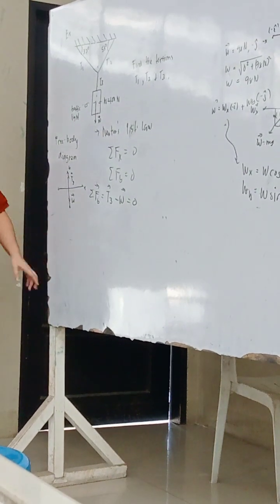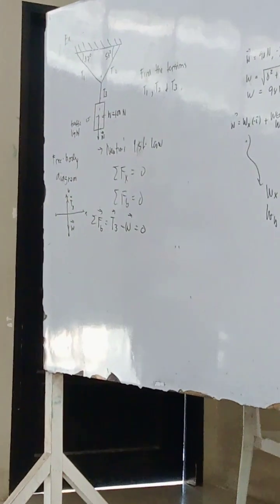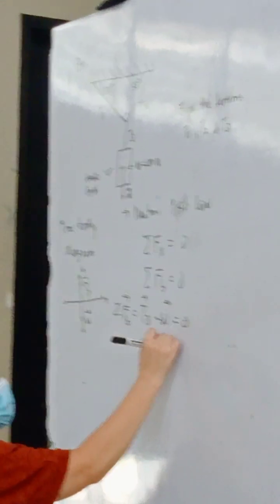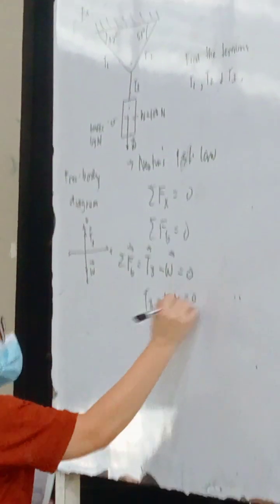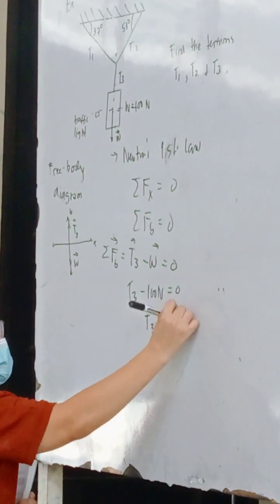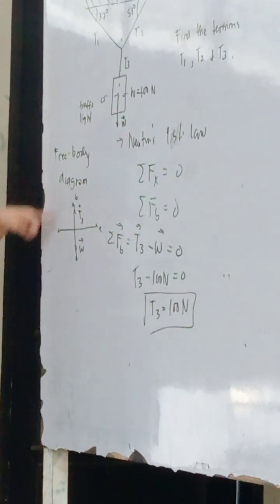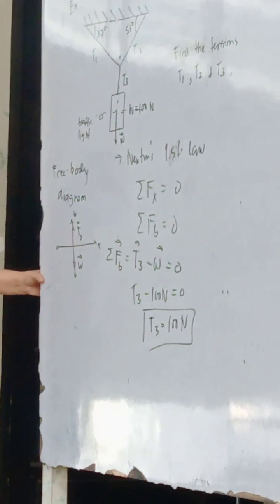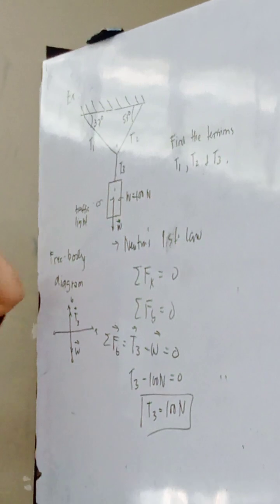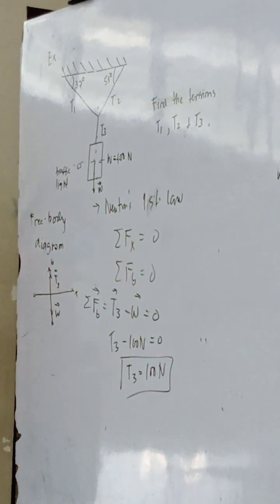We are given a weight of 100 Newton. So we substitute this into the equation: T3 minus 100 Newton equals 0. From here, we identify the value of T3, which is equal to positive 100 Newton. It is positive because T3 is along the positive y. So we now have T3. Next, let's solve for T1 and T2. So, how do we solve for T1 and T2?